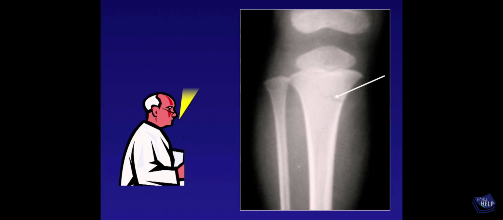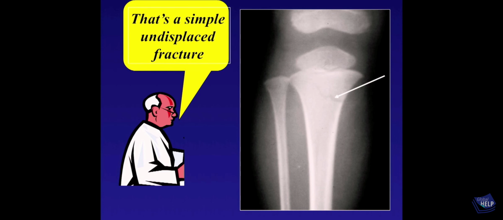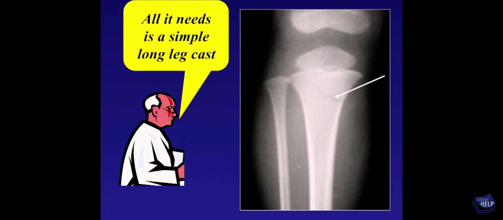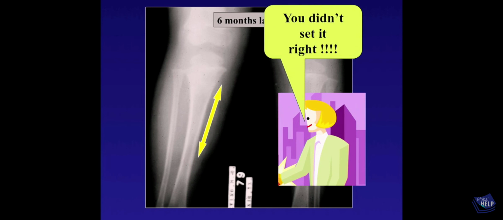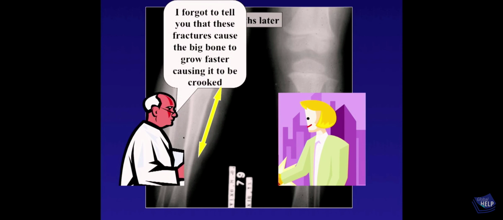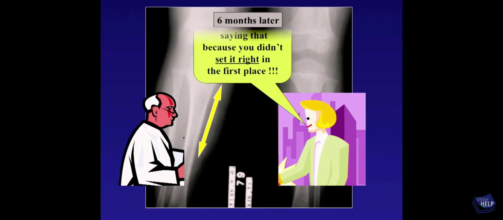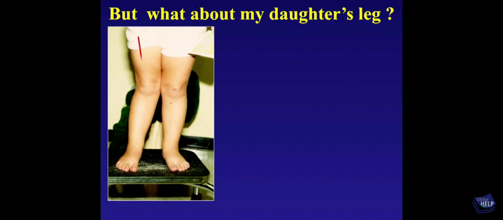Now, this is the final one. This is a mother, child. Father says, the doctor says, that's a simple undisplaced fracture. All it needs is a simple long leg cast. Uh-oh, look what happened. Took the cast off, and he's crooked. And the mother says, you didn't set it right. And he said, oh, I forgot to tell you, the big bones grow faster, causing it to be crooked. And she says, you're just telling me that because you didn't set it right in the first place. So what are you going to do about my daughter's leg?